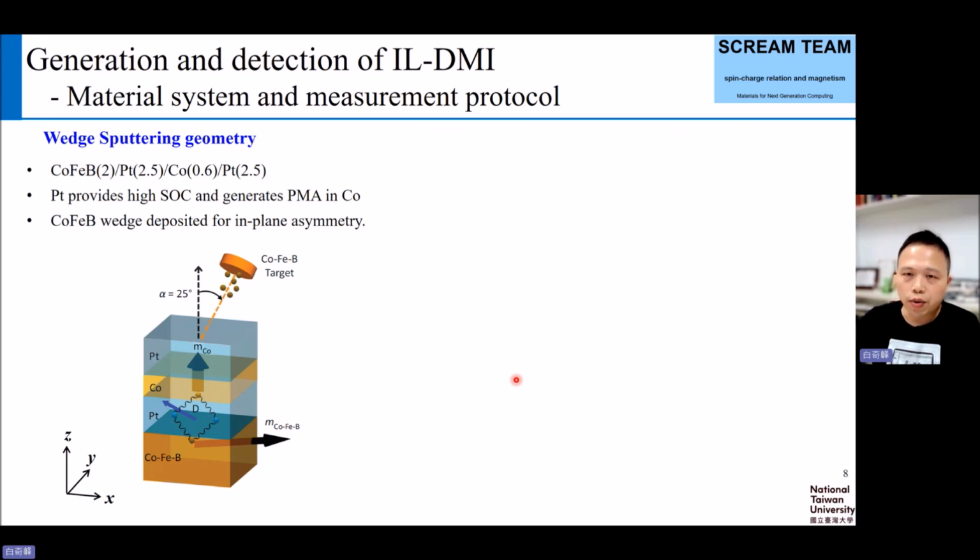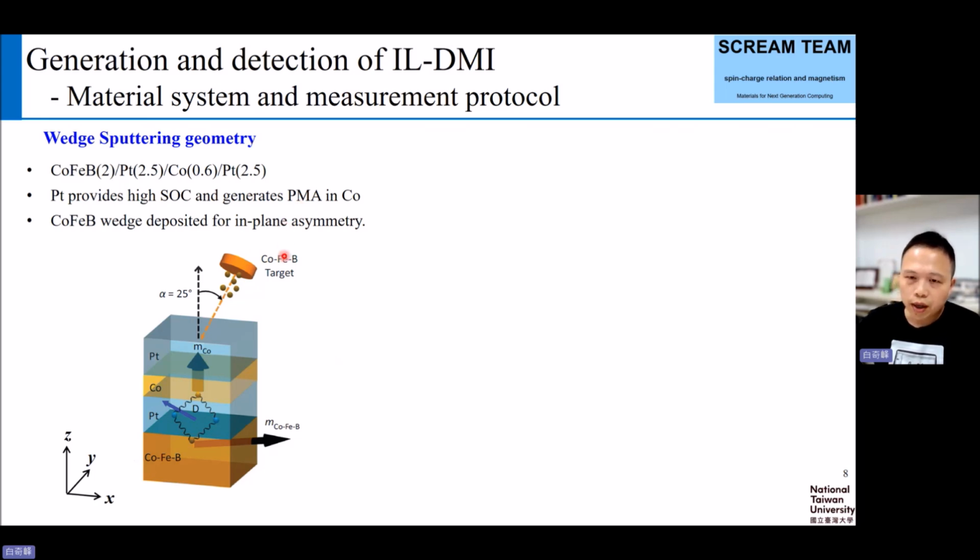So how do we generate the interlayer DMI? We introduce this very simple structure. The in-plane magnetic layer is simply in-plane cobalt iron boron, 2 nanometers thick. On top of this is a platinum/cobalt/platinum sandwich structure, which is very typical for introducing PMA in the cobalt layer. The platinum here serves as a spacer between cobalt and cobalt iron boron, and at the same time it is the interlayer DMI mediation layer. Platinum provides high spin-orbit coupling, and it also helps generate PMA in the cobalt layer, so we have two advantages.